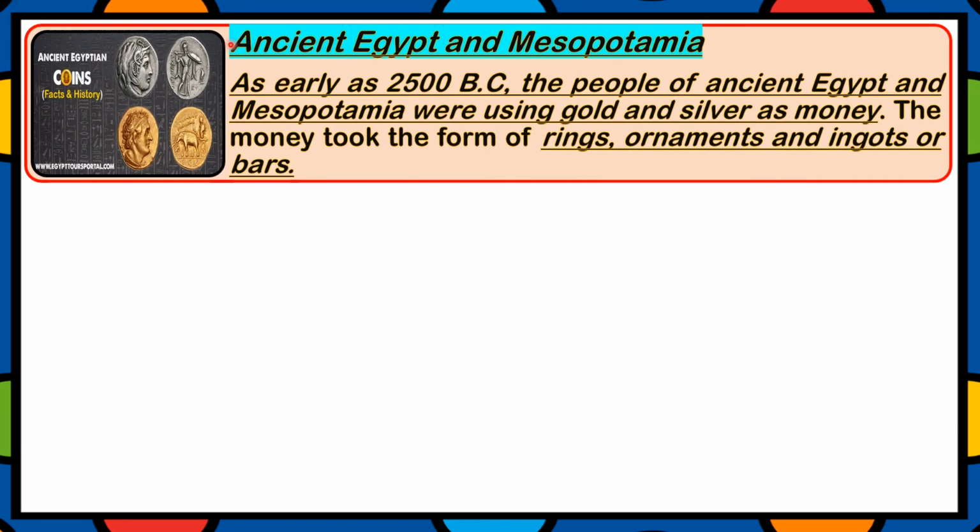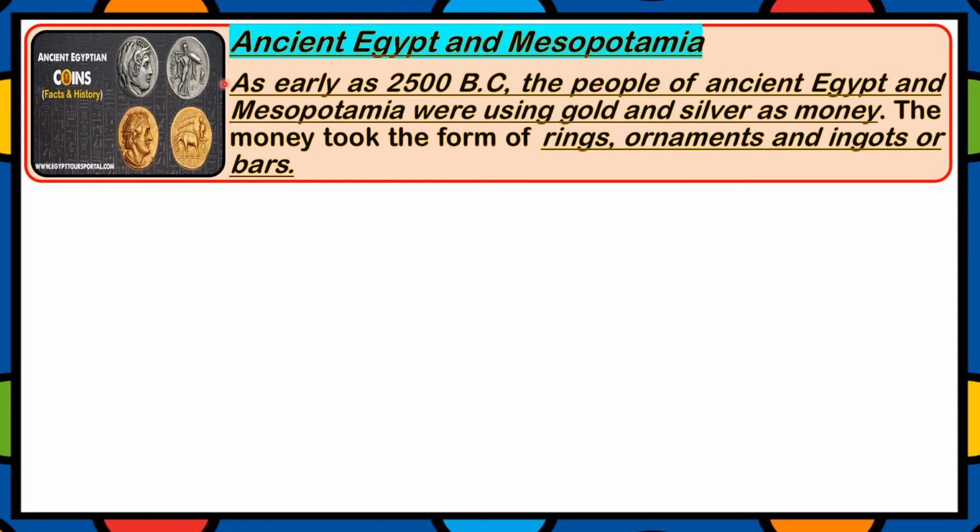Next class, let us proceed to ancient Egypt and Mesopotamia. As early as 2500 BC, the people of ancient Egypt and Mesopotamia were using gold and silver as money. So how, class? In the form of? The money took the form of rings, ornaments, and ingots or bars.